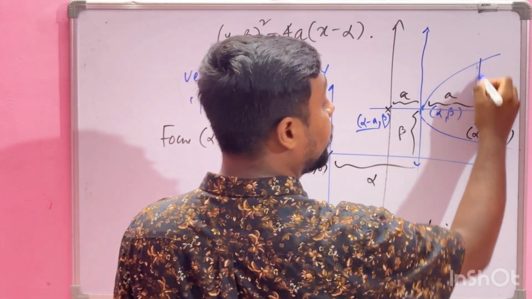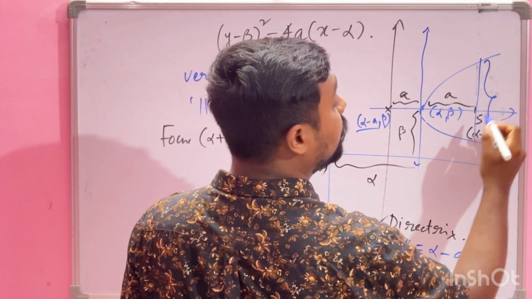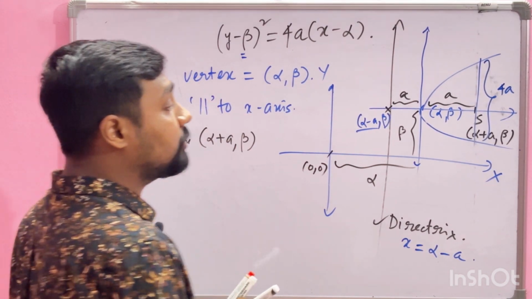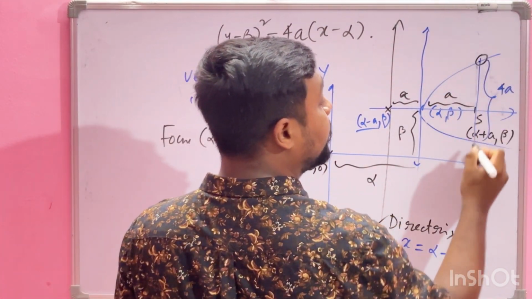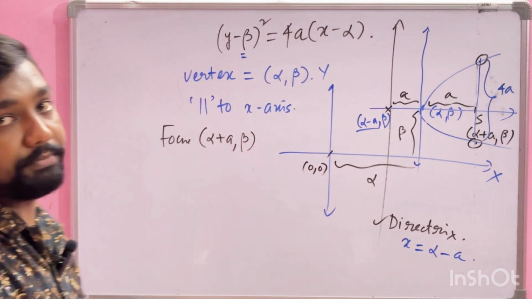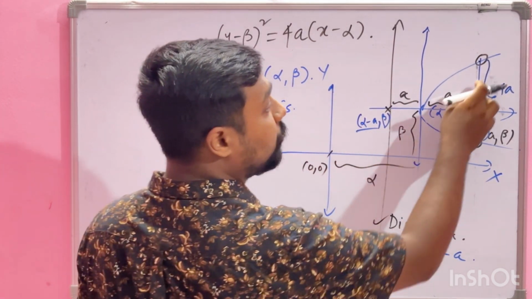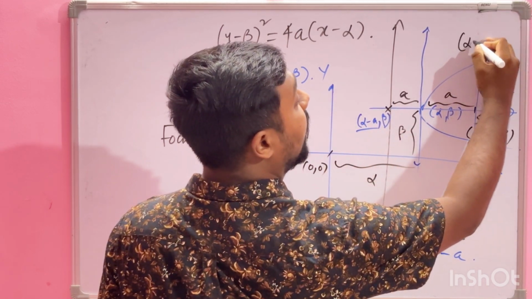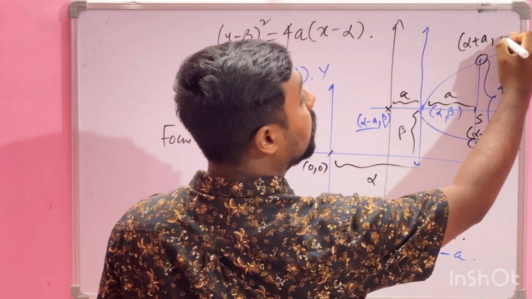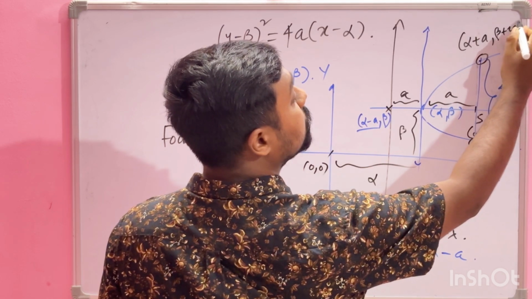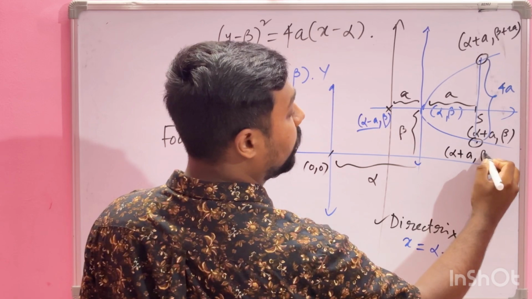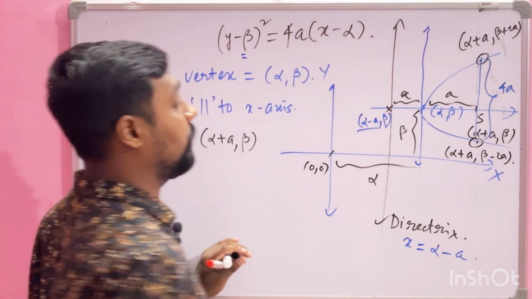So let's come to here. The length of the latus rectum is 4a, as we all know. Now let's find the extremities of the latus rectum. The x coordinate of this extremity is, this is alpha and this total is a. That means (alpha plus a, beta plus 2a). The coordinate of this point will be (alpha plus a, beta minus 2a).